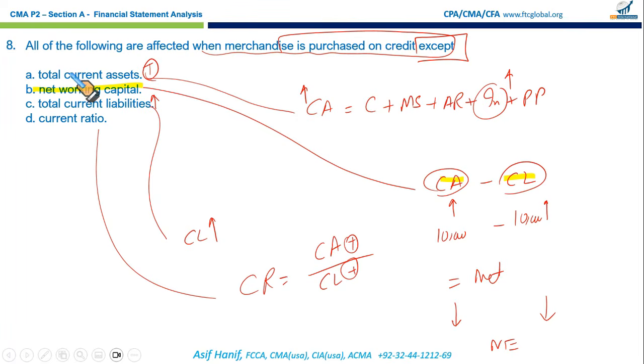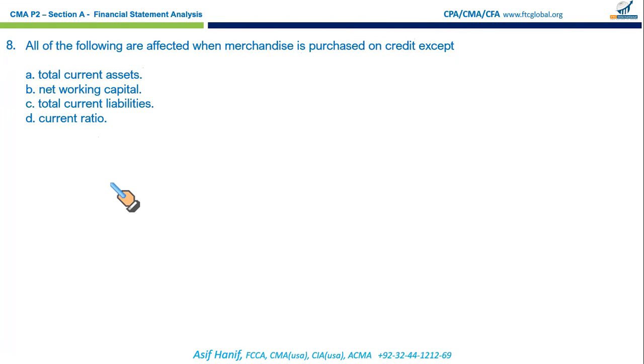A is affected, current assets increase. C is affected, current liabilities increase. Current ratio can fall, or it can increase, depending upon the existing form of the ratio. So it does change. What doesn't change? Net working capital. Let me just at this very point explain something extremely important you must know.